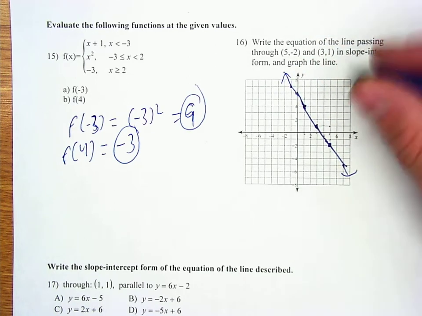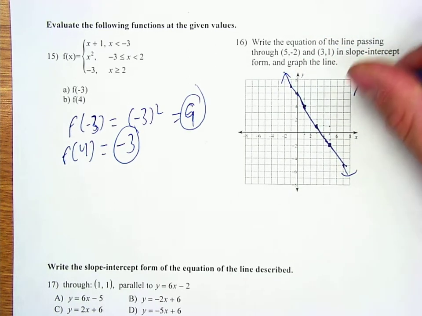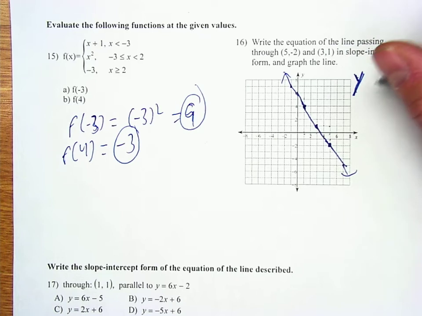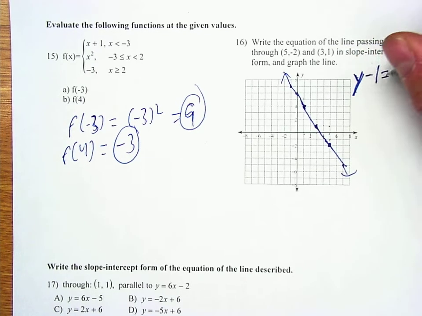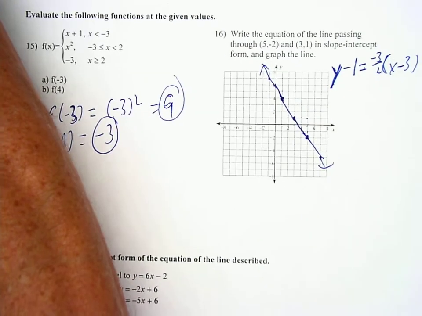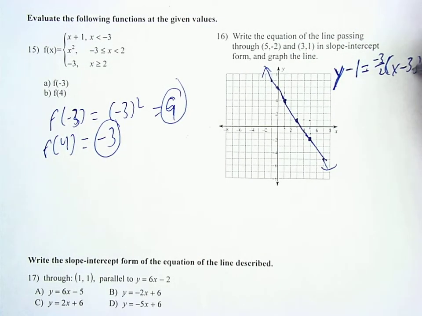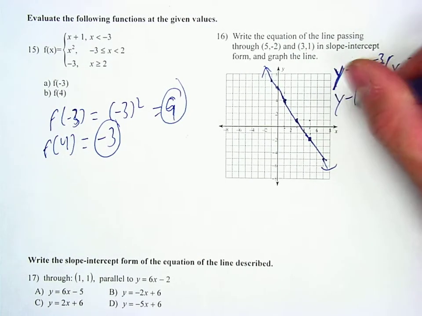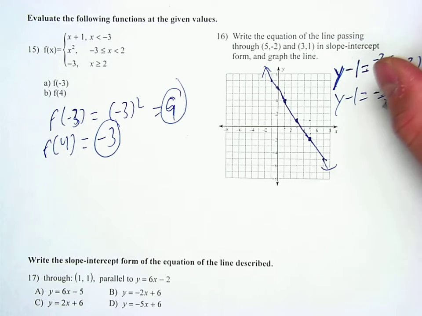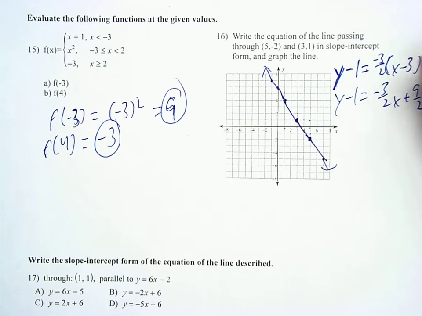And then again, to get the y-intercept, you might have to use the point-slope form of a line. Y minus the y value equals the slope, which is -3/2, times the quantity x minus the x value. You can see here that the slope is fractional this time, and so is the y-intercept. So we do have a fractional y-intercept. Y minus 1 equals -3/2 x plus 9/2.